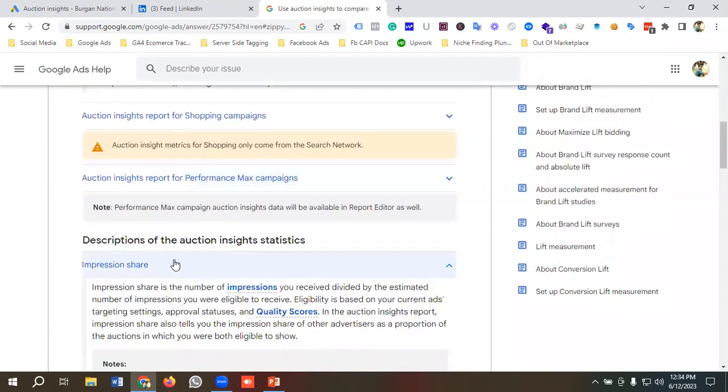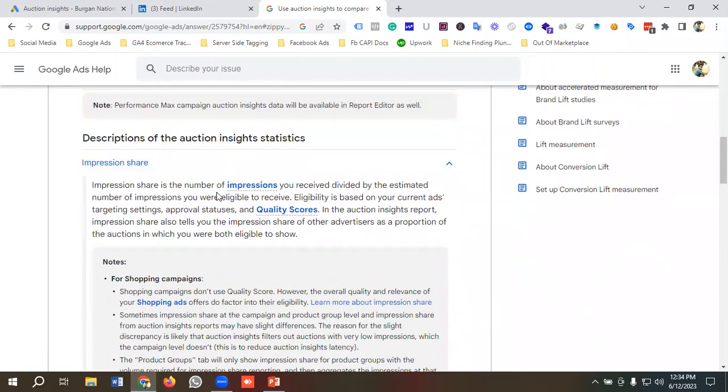First one is impression share. Impression share is the number of impressions you received divided by the estimated number of impressions you are eligible to receive. Eligibility is based on your current ads, targeting settings, approval statuses, and quality scores. In the Auction Insight report, impression share also tells you the impression share of the advertisers as a proportion of the auctions in which you are both eligible to show.